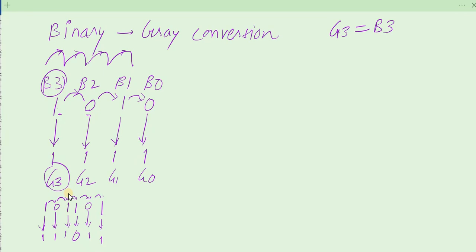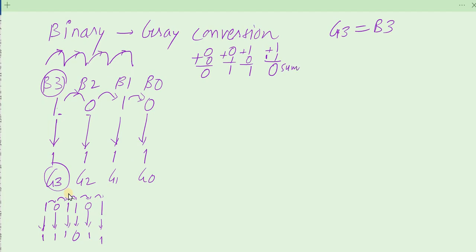Now, in this case, we understand that if we do the addition, 0 plus 0 is equal to 0. 0 plus 1 is equal to 1. 1 plus 0 is equal to 1. In all these cases, there is no carry. But when we do 1 plus 1 addition, there is a carry 1 and sum is 0. So we have to consider only sum here.